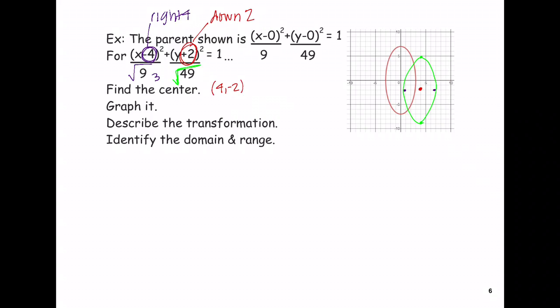When we look at the domain and range, remember the domain is the x values, the smallest x value that our ellipse touches. Look at your points, not my graph that kind of surpasses. So 1 is less than or equal to x, which is less than or equal to 7. My range are my y values. So my highest y is at 5, my lowest y is at -9, so -9 is less than or equal to y, which is less than or equal to 5.